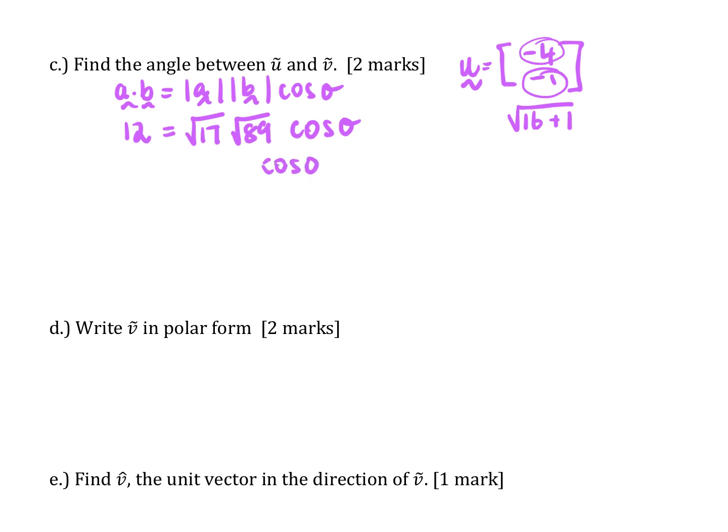Rearranging here, cos of theta is going to equal 12 over square root of 17 times 89, like that. And then I just use the inverse cos. I go inverse cos of that equals, and that will give me theta equals 72 degrees or thereabouts.